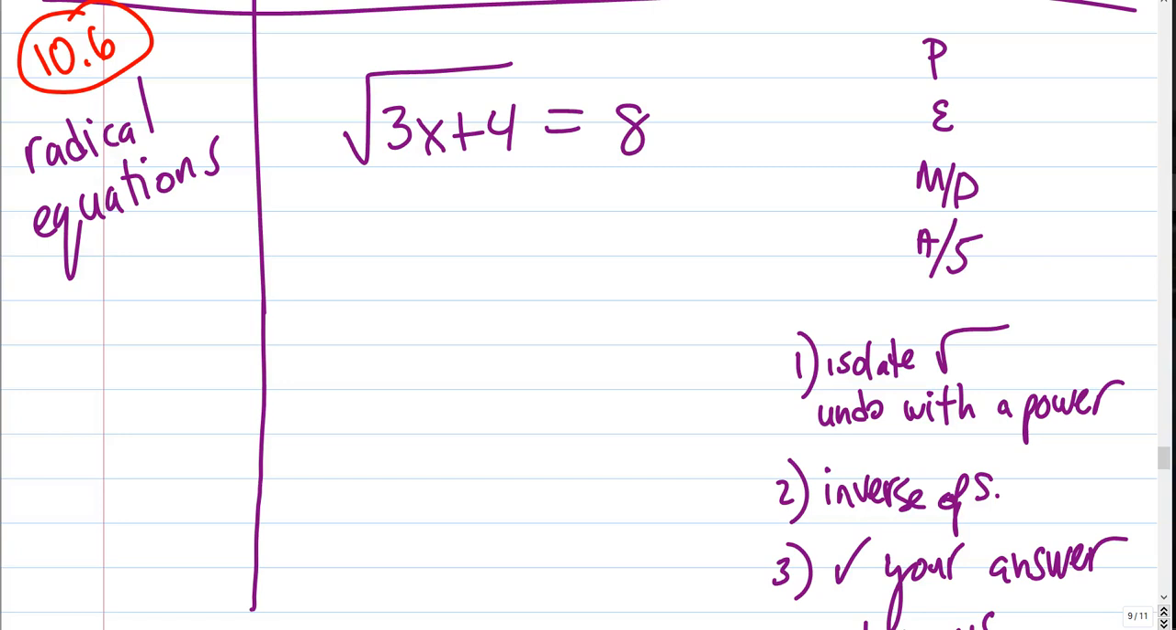So for section 10.6, we're finally going to be solving. We're going to be given equations, and we have to undo the radicals. To do this, I'm going to use inverse operations.